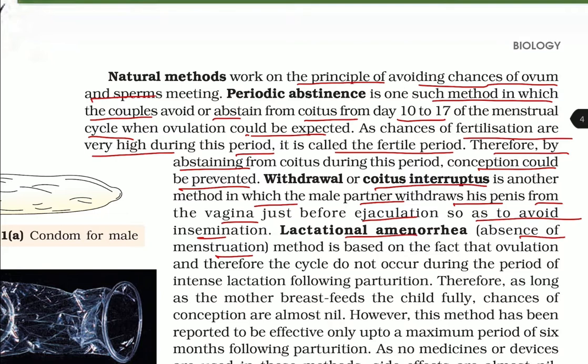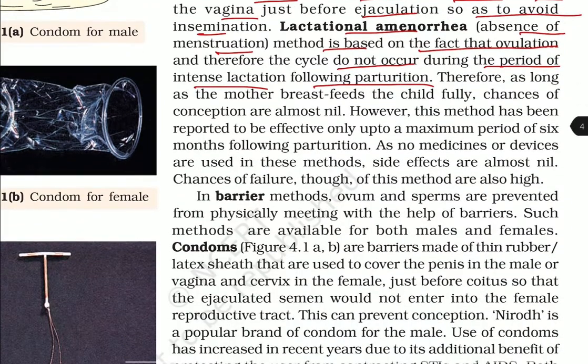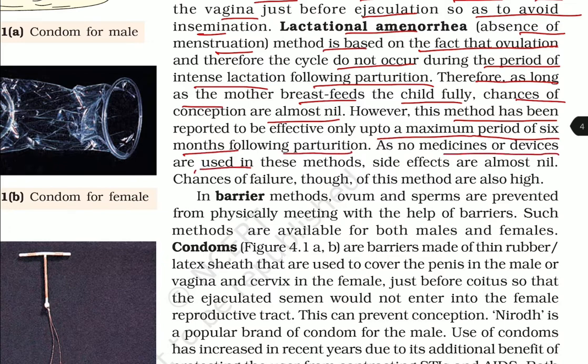Lactational amenorrhea, absence of menstruation, is a method based on the fact that ovulation and therefore the cycle do not occur during the period of intense lactation following parturition. Therefore, as long as the mother breast feeds the child fully, chances of conception are almost nil. However, this method has been reported to be effective only up to a maximum period of 6 months following parturition. As no medicines or devices are used in this method, side effects are almost nil. Chances of failure of this method are also high.